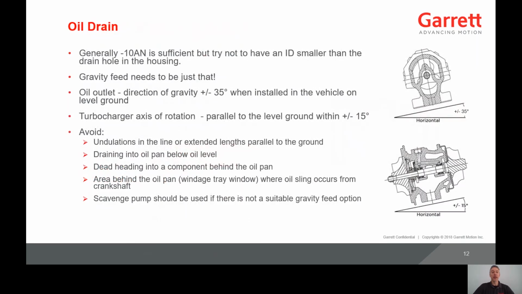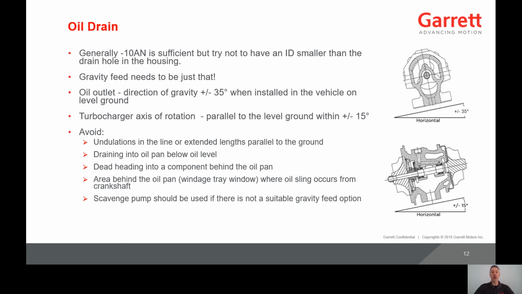For an oil drain, generally a -10 AN is sufficient, but try not to have an ID smaller than the drain hole in the housing. To ensure that the oil drains out of the center housing via gravity, the oil outlet flange, when installed on the vehicle on level ground, should be plus or minus 35 degrees. And as far as the axis of rotation, which is the tilt, you should make sure that this is parallel to the ground within plus or minus 15 degrees.